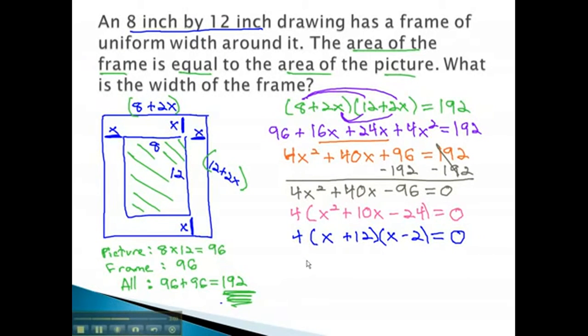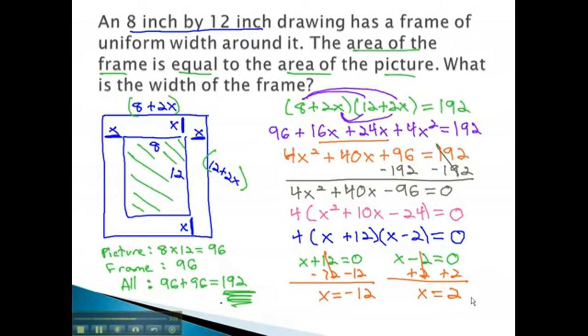To solve for x, we take each factor with an x and set it equal to 0. These equations solve quite nicely by subtracting 12 to tell us that x is equal to negative 12, or adding 2 to tell us that x is equal to 2. Recall that x is the width of the frame, and so we would not have a negative width on our frame. Throwing the negative answer out, the only possible width for our frame is a 2-inch frame.